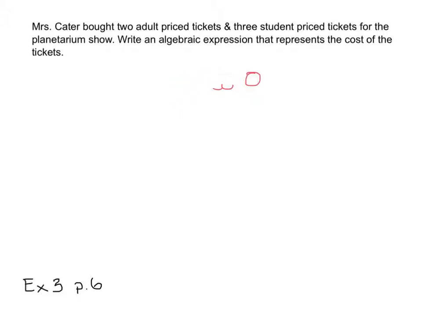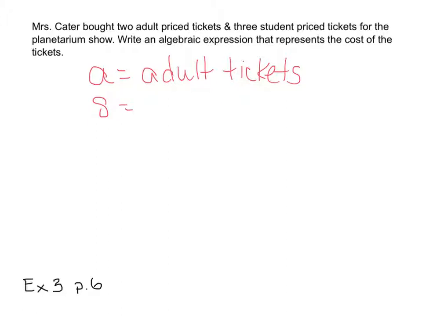Because there are 2 unknown ticket costs. If you read this again, we've got adult tickets and student tickets. So we need for our adult tickets to be A. So let's go with A equals adult tickets. And let's go with S equals student tickets.